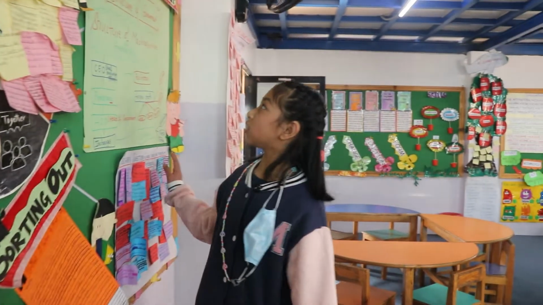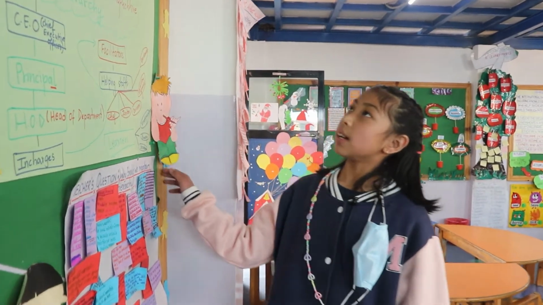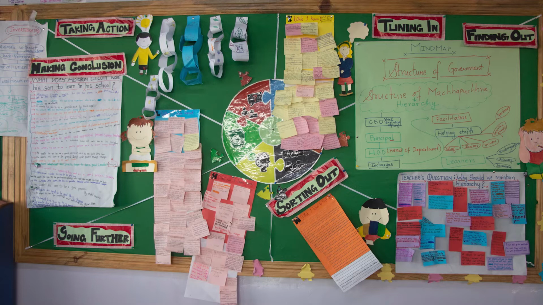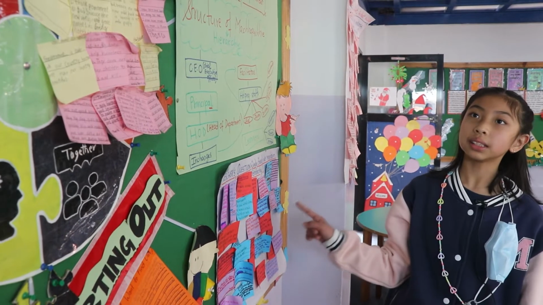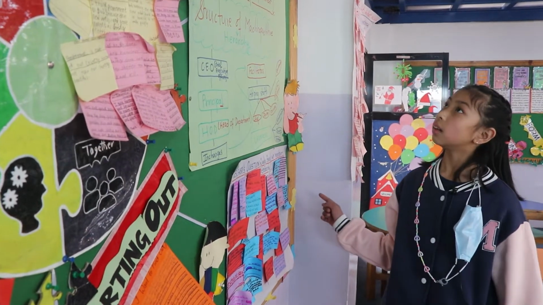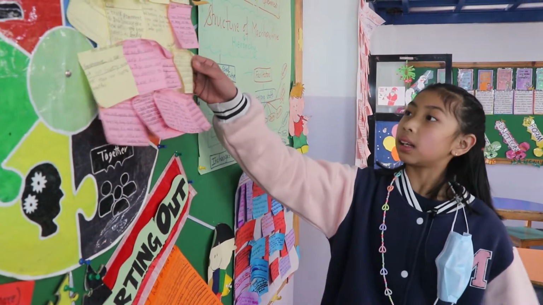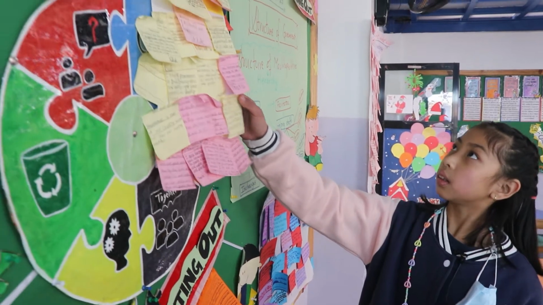So there are 6 phases. The 6 phases are tuning in, finding out, sorting out, going further, making conclusion, and taking action. In tuning in, we did the KWHL chart.